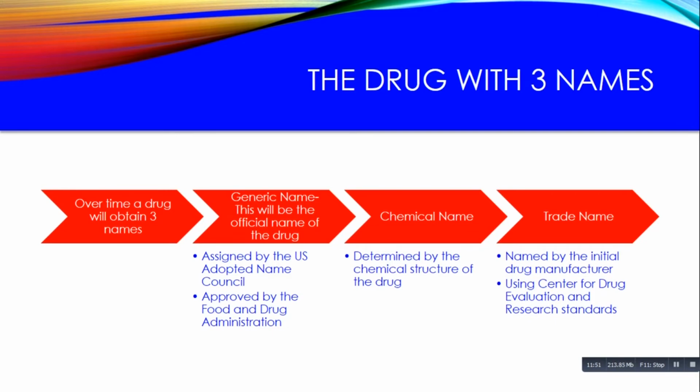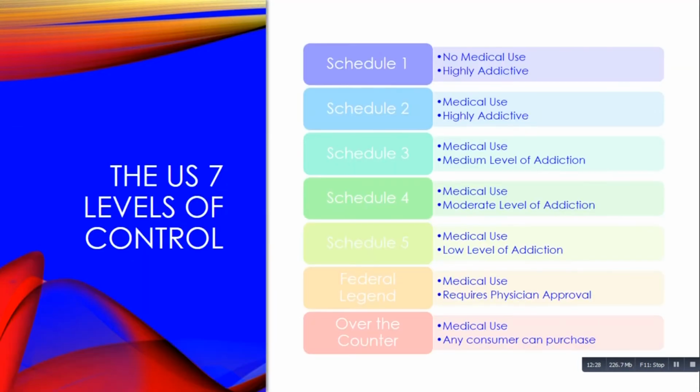Finally is the trade name of the drug, and that's named by the national drug manufacturer, and it has a set of standards it has to follow by the Center for Drug Evaluation and Research, so that we avoid a lot of those look-alike, sound-alike situations where you have drugs like hydroxyzine and hydralazine, which sound a lot alike but could easily be confused with each other, even though they do vastly different things. Finally, we're going to talk about the 7 levels of control when it comes to drugs being approved, and then we'll get into dosage forms.